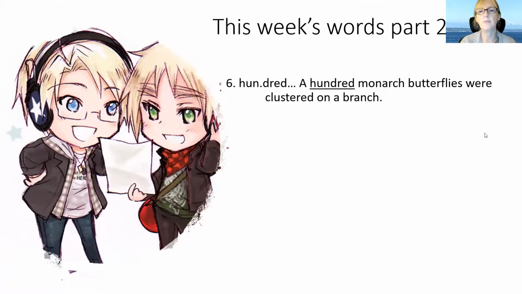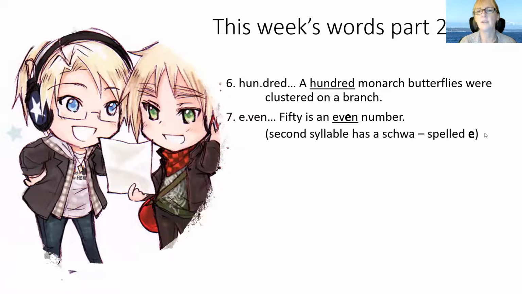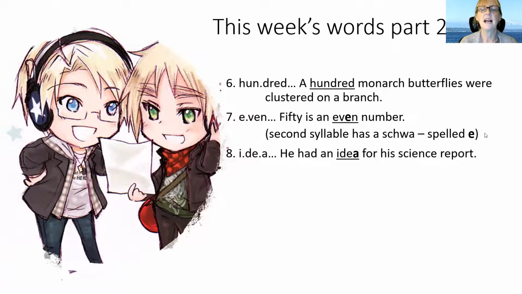100 monarch butterflies were clustered on a branch. 100. 50 is an even number. The second syllable is a schwa spelled with an E, even. Most people say even, some people say even, right? So if you say even, but you know that some people say even, it could help you know which letter to spell that schwa. Idea.